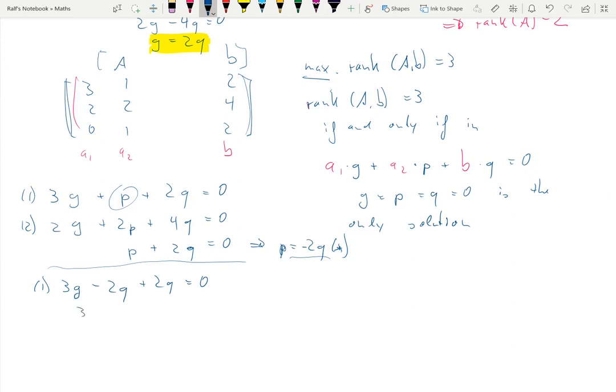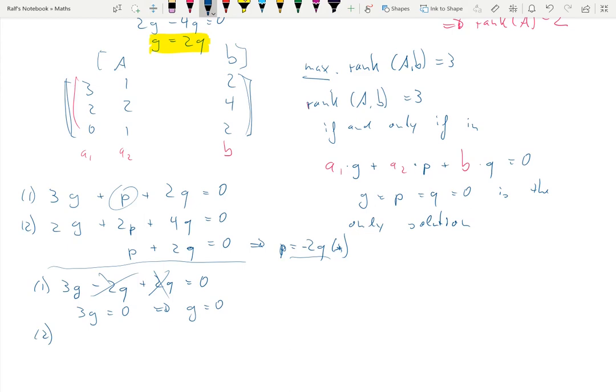And from here we actually get 3G is equal to 0, because these 2 bits cancel out. So we actually find G is equal to 0 from here. So that's already different to what we had before. Let's see if we do the same for the second equation.